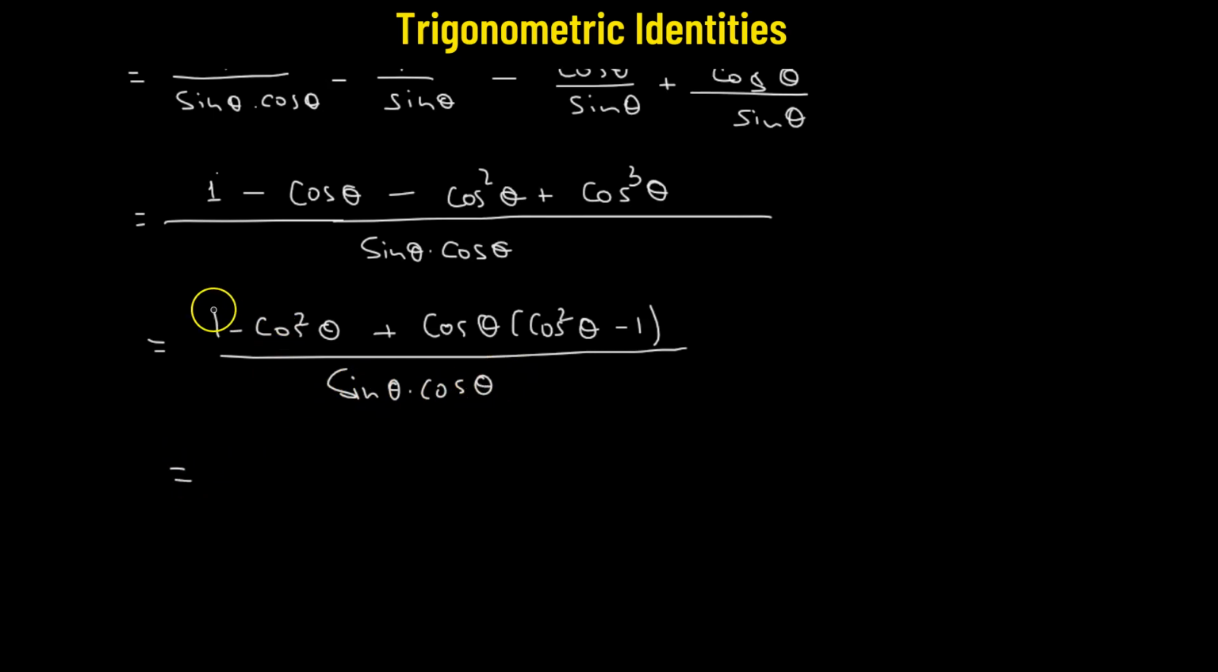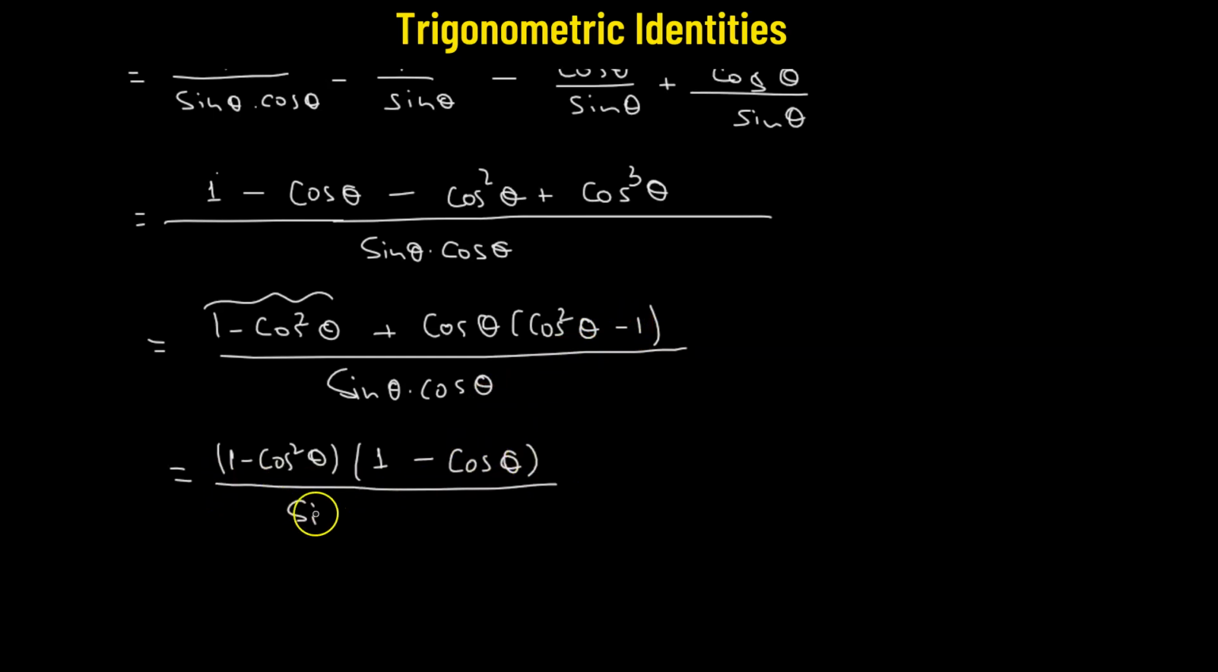Now this, we have two expressions. We have 1 minus cosine squared theta added to cosine theta times cosine squared theta minus 1. So if we take 1 minus cosine squared theta as the common factor, then the first term is going to leave us with 1, and the second term, so here we have cosine squared theta minus 1, so we'll take negative 1 as the common factor. So we have 1 minus cosine theta, whole divided by sine theta times cosine theta.